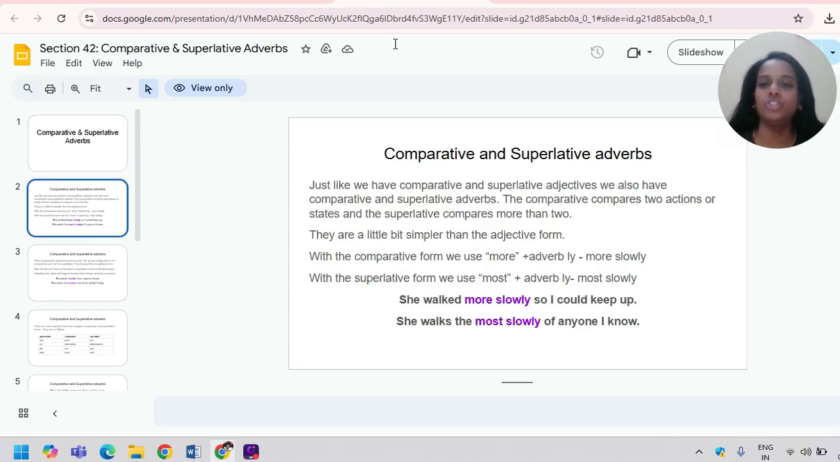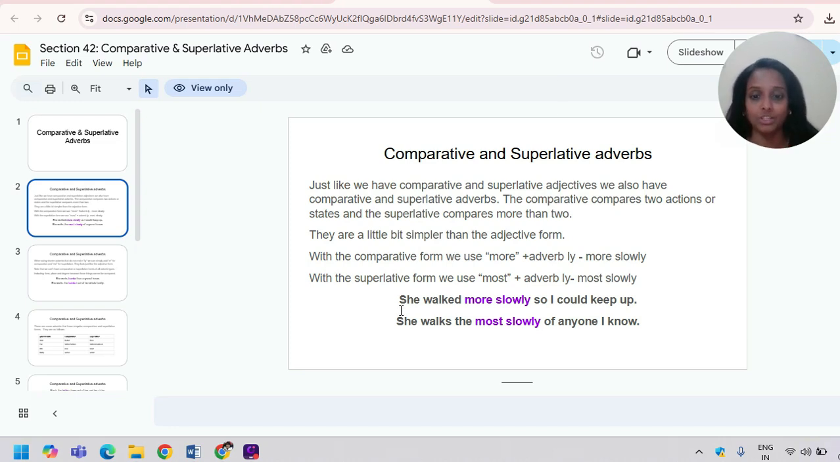Just like we use adjectives to compare nouns, we also use adverbs to compare actions. That's where comparative and superlative adverbs come into play. Let's begin. The comparative adverb compares two actions or states, but the superlative adverb compares more than two. Now, here's a key difference. While adjectives usually add er or est to form the comparative or superlative, adverbs are a little different, especially the ones that end in ly.